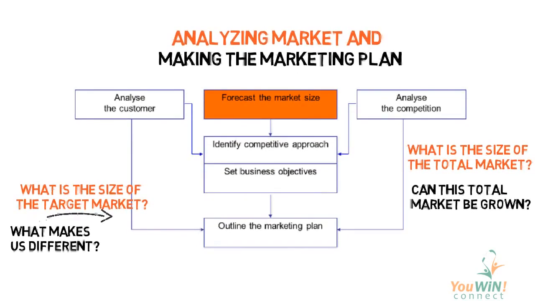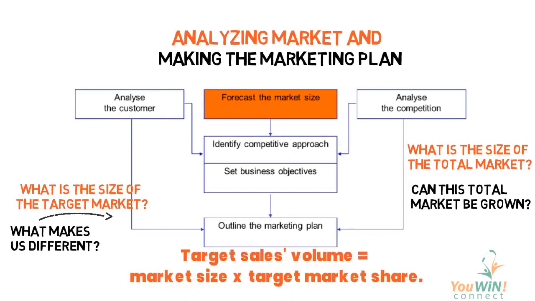For us to be able to determine our target sales volume, we would multiply the market size with the target market share. For example, if the total market size is 1 million persons, and we have targeted to serve just 25% of the market, what that means is that our sales revenue can only be based on 250,000 people, which represents a target market share of 25%.